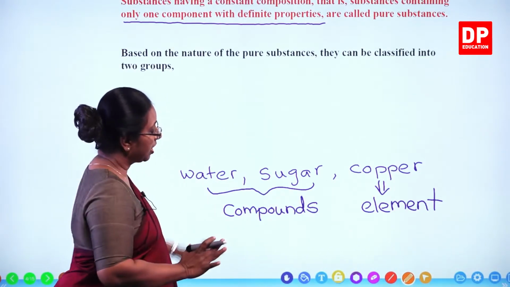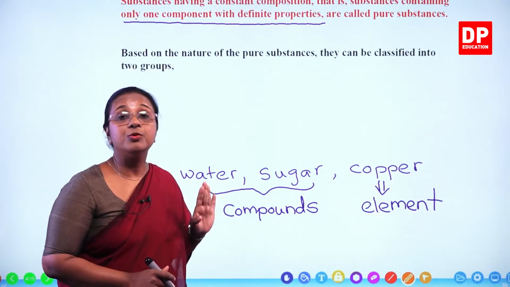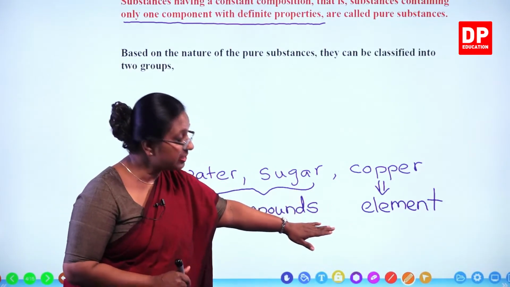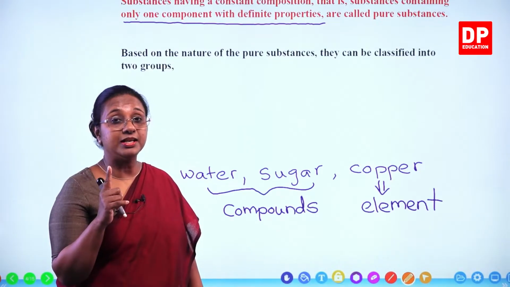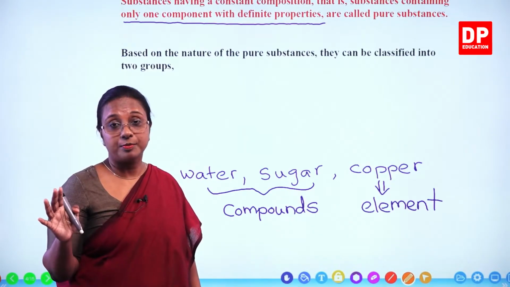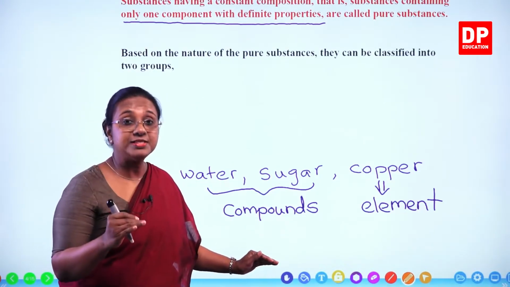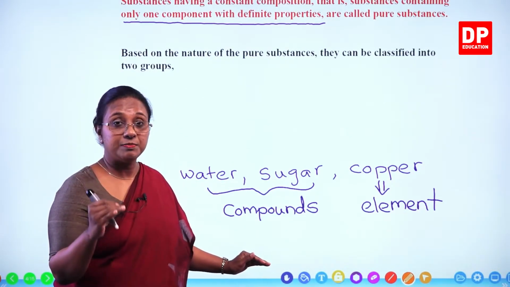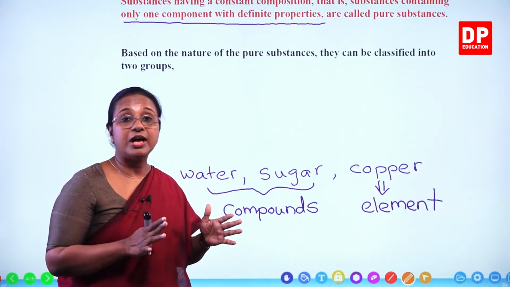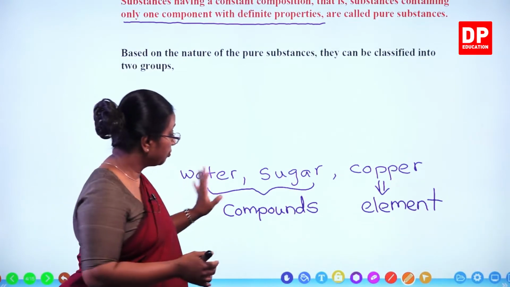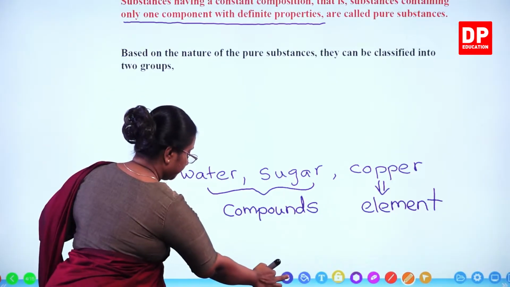Elements, compounds. But all these elements and compounds are pure substances, because elements are made up of only one type of element, that is the constituent particle, and it has definite properties. And compounds again are made up of the same type of constituent particles, water particles or sugar particles. So they also have definite properties. So both elements and compounds are pure substances.